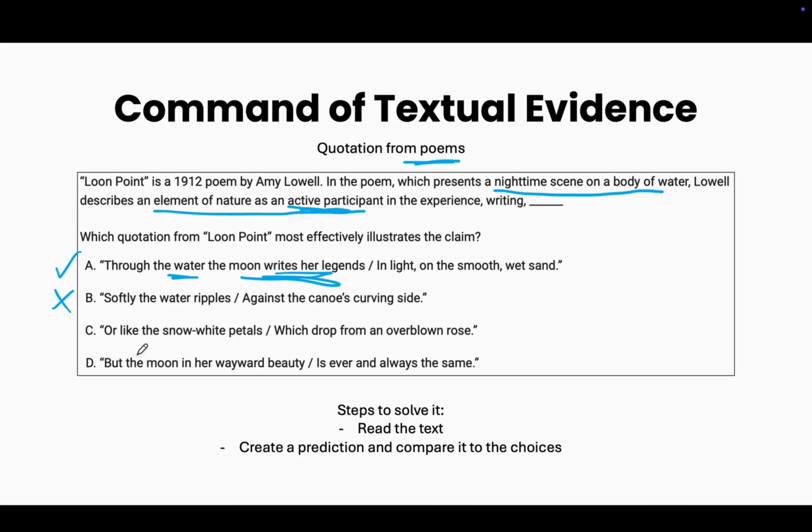So let's look at choice C. Or like the snow white petals which drop from an overblown rose. This does not even mention the water, so this is wrong. Choice D. But the moon in her wayward beauty is ever and always the same. This talks about the moon, but it does not talk about the water, and it does not show any active participants.